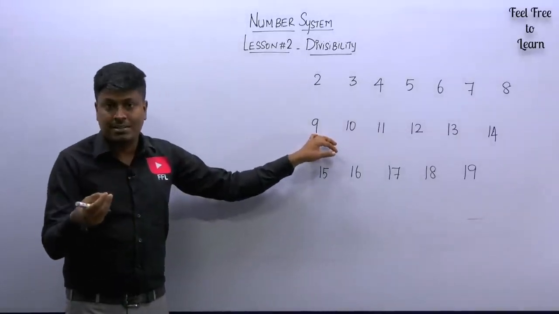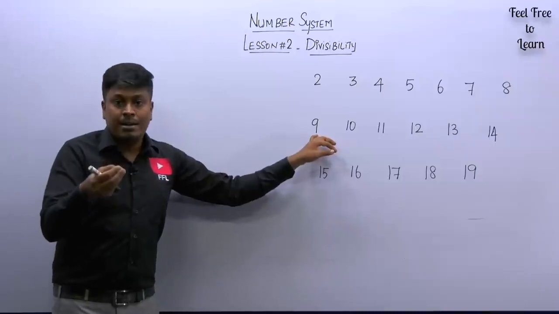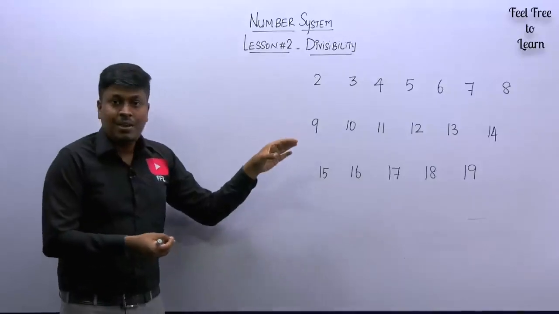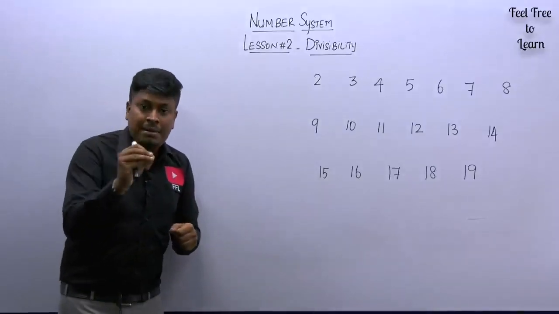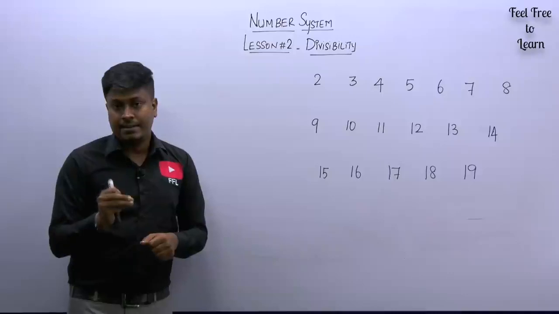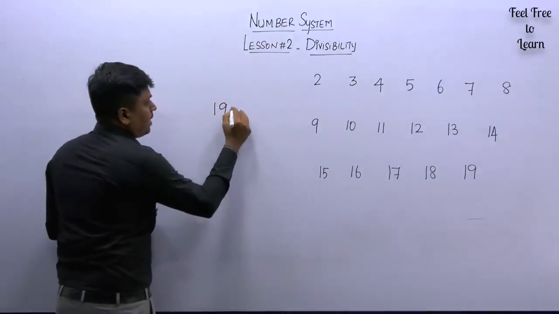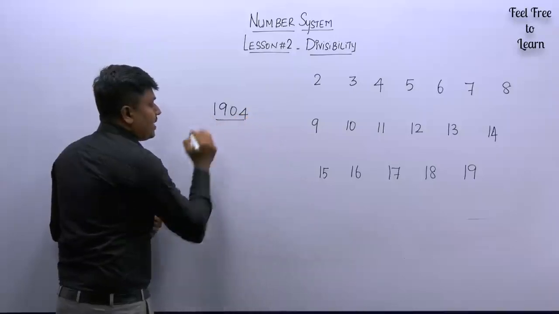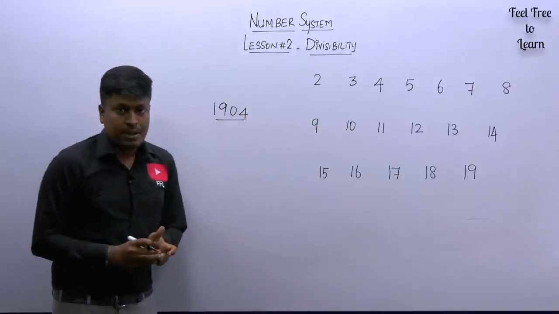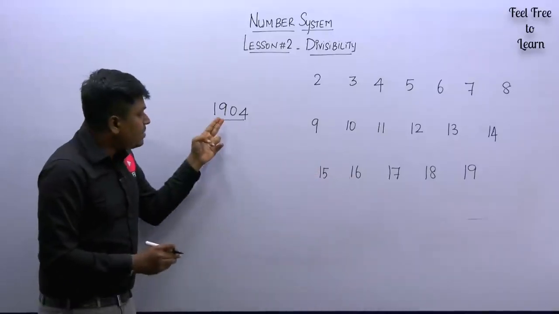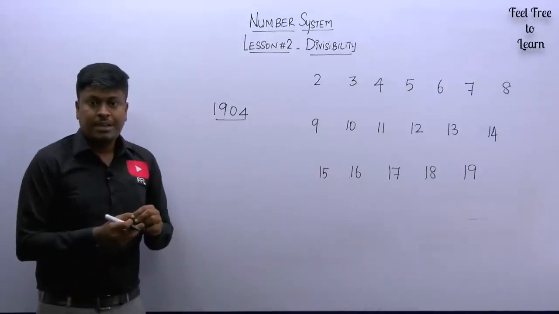Easy calculations. If some students take 1 minute for dividing some numbers, and you know this divisibility rule, you are able to crack the same number within 2 or 3 seconds. For example, let me take any number, this 1904. So let me take this number 1904. Our target is to find by which number we can divide this 1904. It is not easy, right?